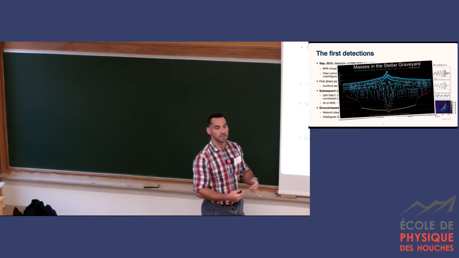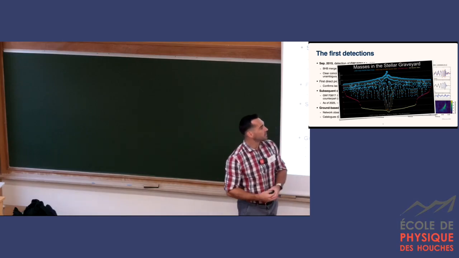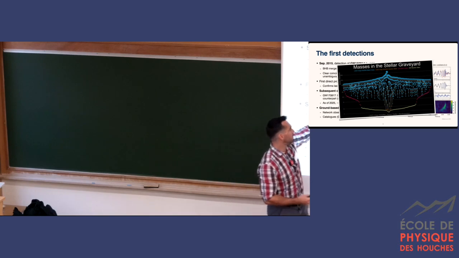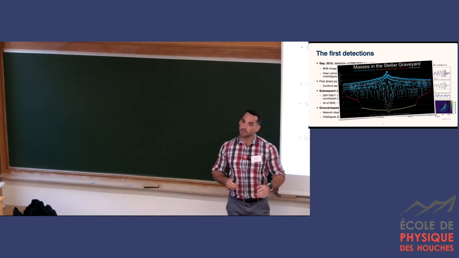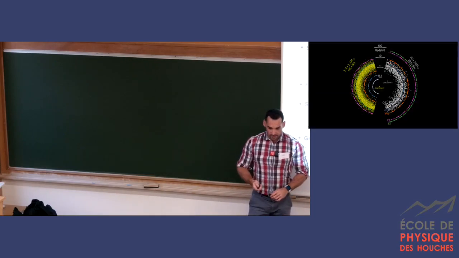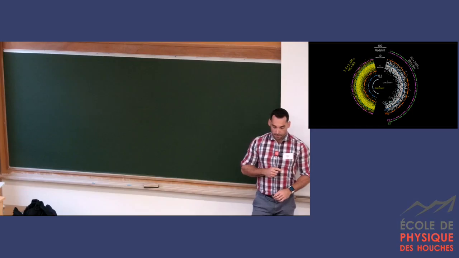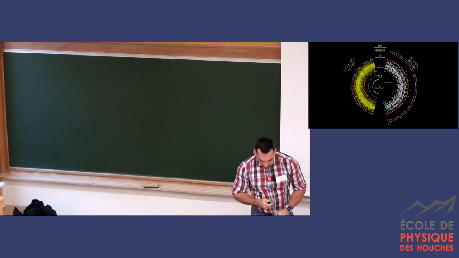So these are all the detections by LIGO-Virgo-Kagra. So as you can see, you have the progenitors and the final black holes. The different colors are for the different types. So that's now.